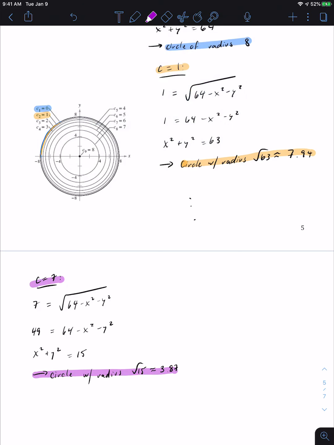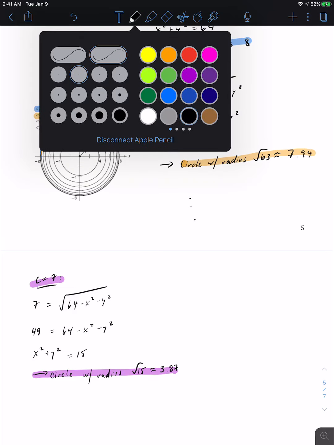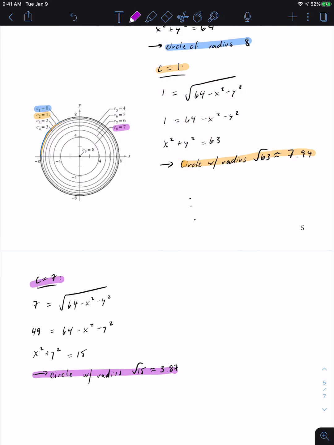If you notice, when I look at c equals 7, that is going to be this circle right here, because it has a radius of a little bit less than 4. I'll just draw right there. It has a radius of a little bit less than 4, right? So that's how this works.